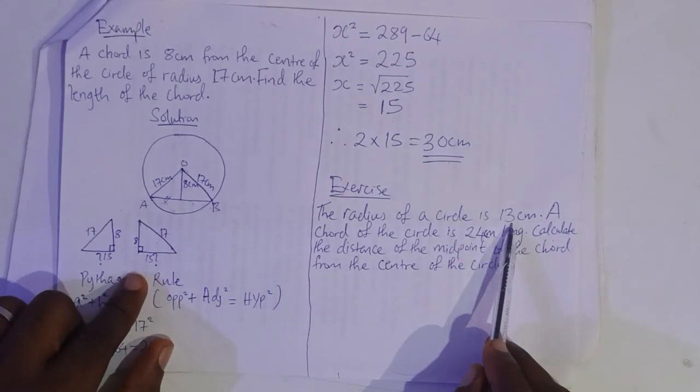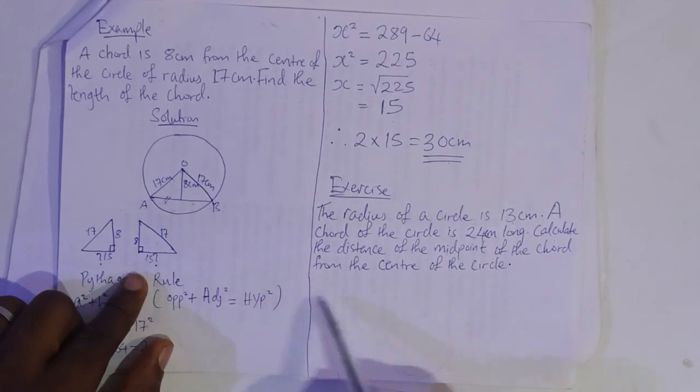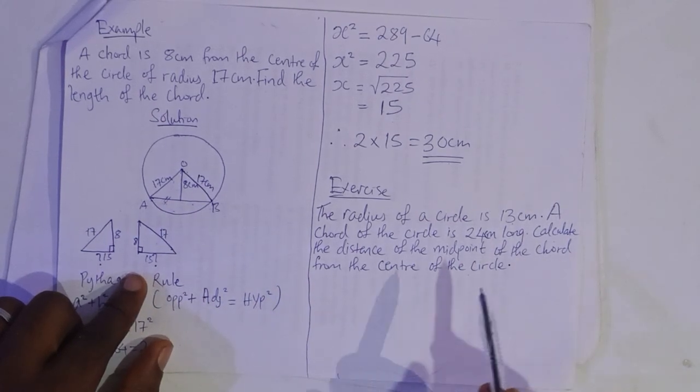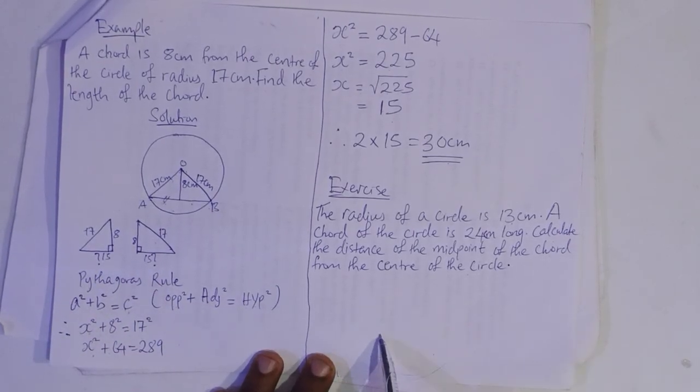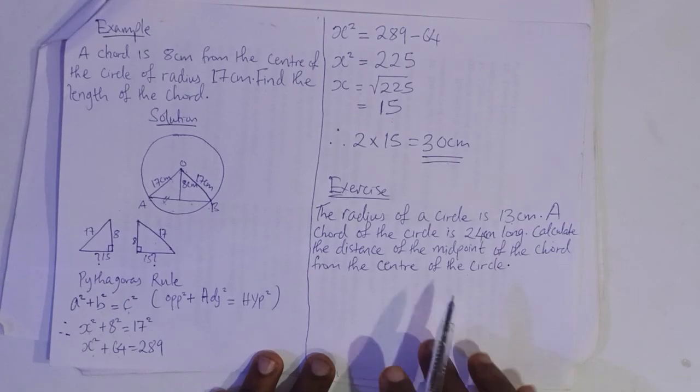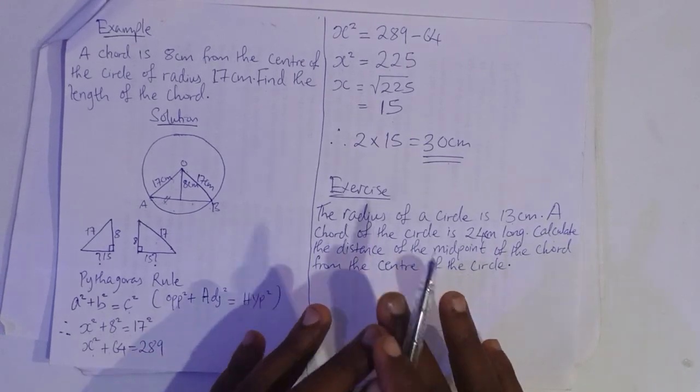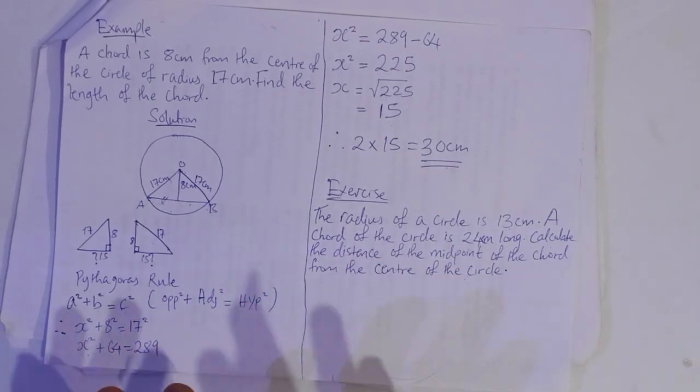Your radius is 13 centimeters. You have it here, 13 centimeters, and then you have this 24. But let me give you a hint. Since there is a line that divides that chord, you're going to divide that 24 into 2, so you have 12 on each side. I don't want to draw the diagram. I'm just giving you hints that could help you solve it. So let me leave it at that.